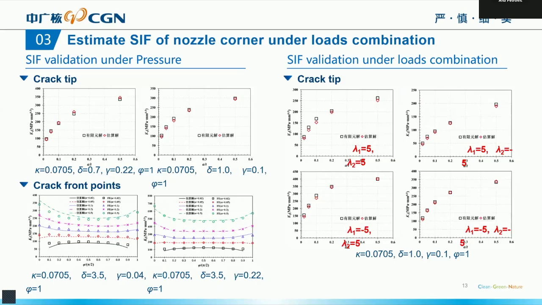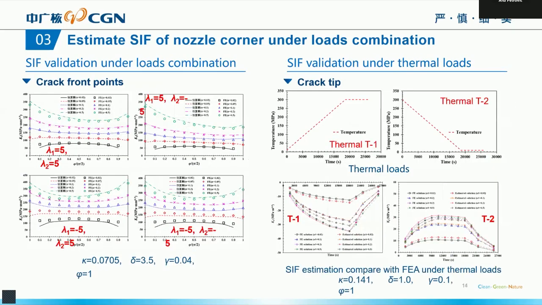This is the SIF validation under pressure and the SIF validation under load combinations. This is under load combination for crack front points, with the angle theta from 0 to half of pi, and SIF validation under thermal loads.